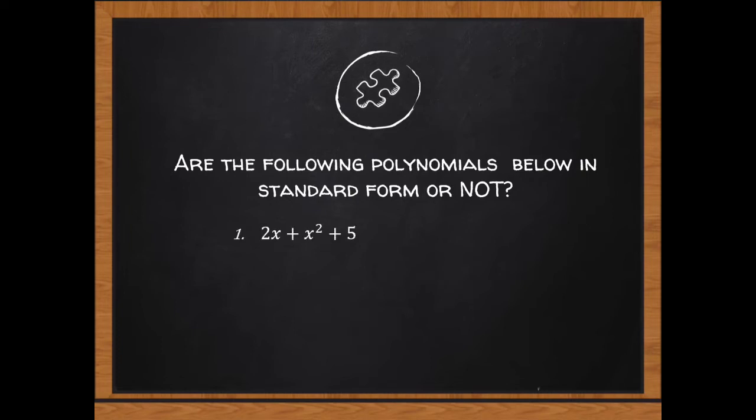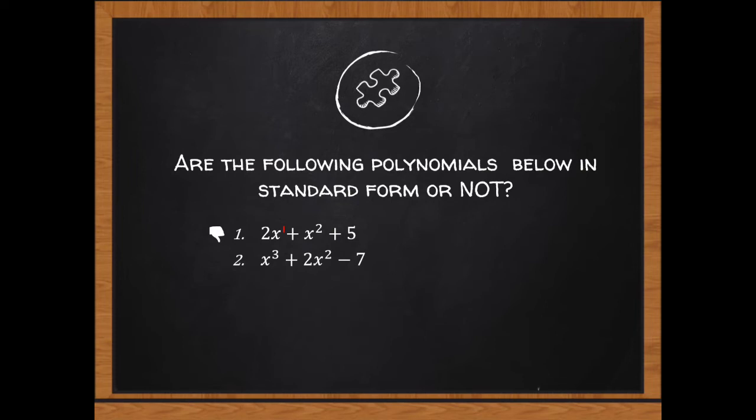2x plus x squared plus 5. Is it in standard form? No. So, thumbs down. Bakit? Because on our first term ng ating given polynomial, ang exponent ng variable x natin ay 1, invisible 1. And then on the second term naman natin, it's 2. So, hindi siya decreasing. That is why it's not in standard form. Thumbs down.